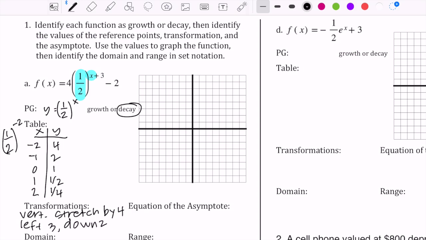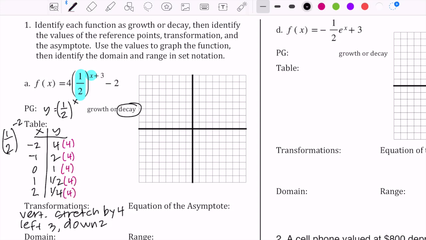So what we were saying earlier, normally we do all of this in the table, but because we have fractions, it's actually faster to just do reflections and stretches or compressions in the table. And then from there, we'll just move it left 3 and down 2. So we'll do the shifts on the graph, but the stretches and compressions we will be doing on the table. So we have stretch by 4, so we're going to multiply all of our y values by 4.